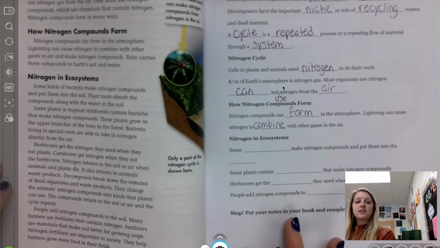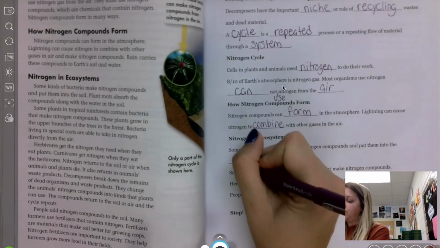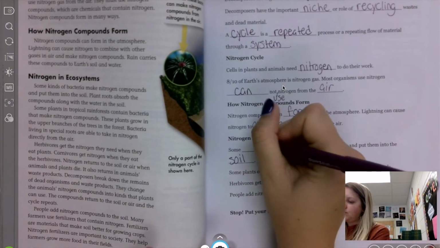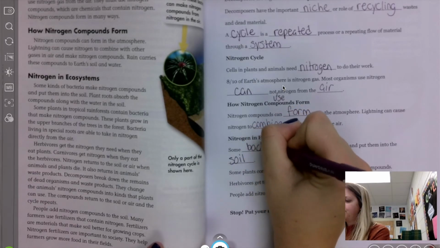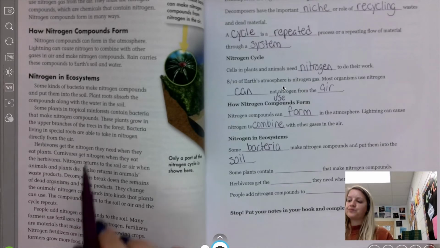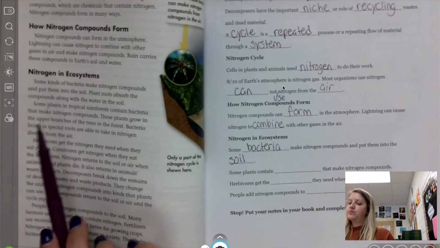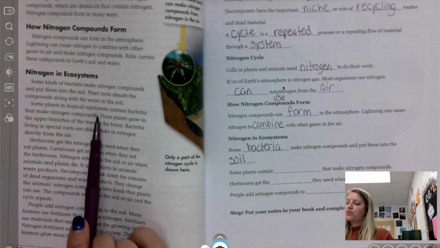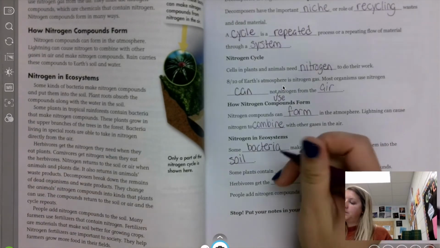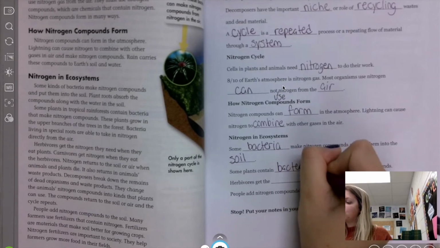Some kinds of bacteria make nitrogen compounds and put them into the soil. So bacteria actually play a really important role. We always think of getting rid of bacteria, but there's actually some very good bacteria. Plant roots absorb the compounds along with the water in the soil. Some plants in tropical rainforests contain bacteria that make nitrogen compounds. So again, there's really beneficial or good bacteria.